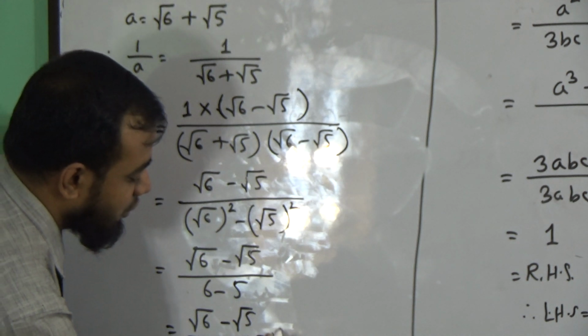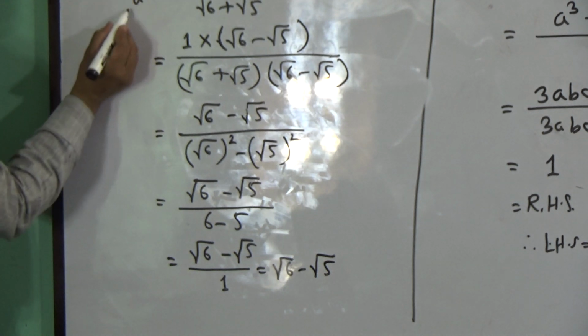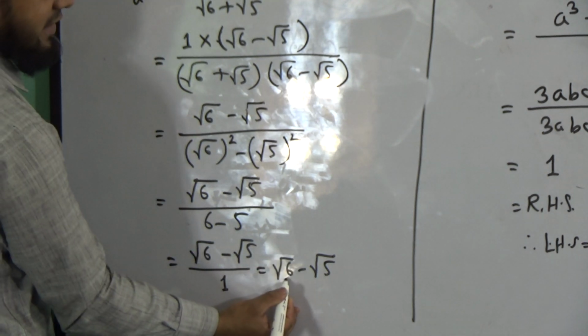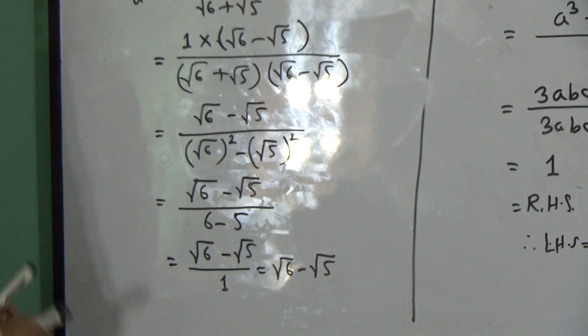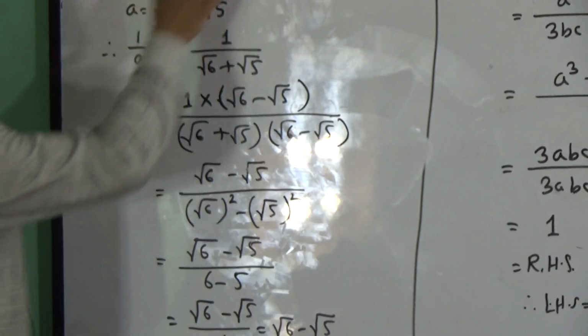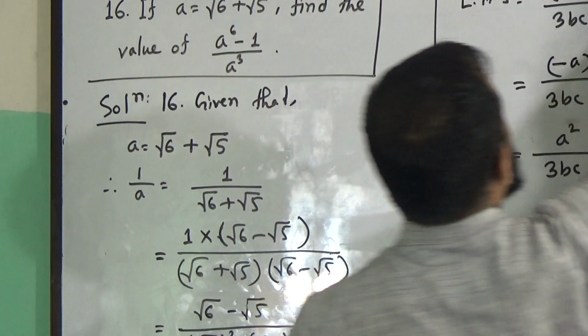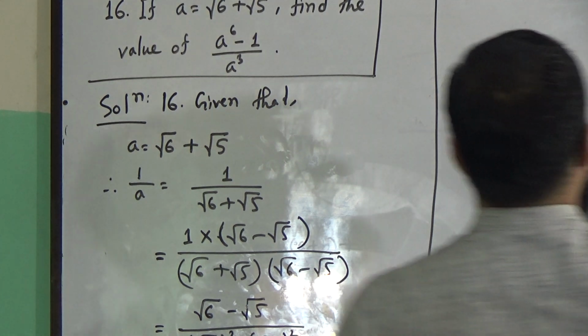That is equal to square root of 6 minus square root of 5. So the value of 1 upon a is equal to square root of 6 minus square root of 5. Now we need the value of a minus 1 upon a, because the minus sign is given here. We need to determine that value. That's why I am going to find out the value of a minus 1 upon a.